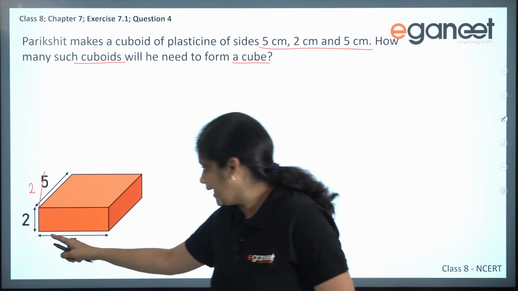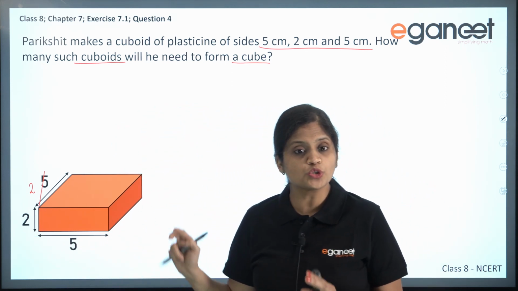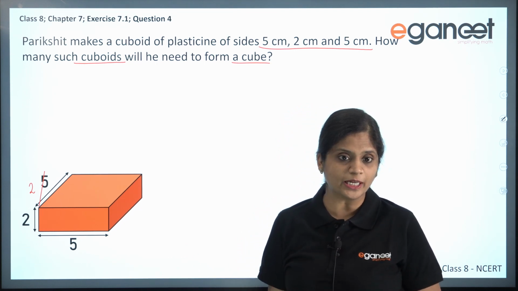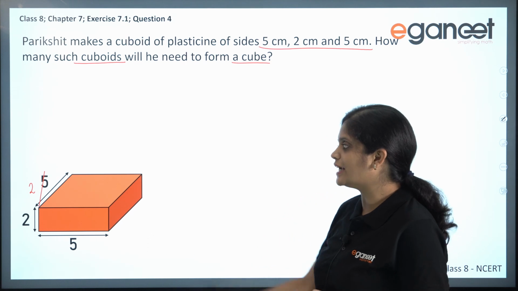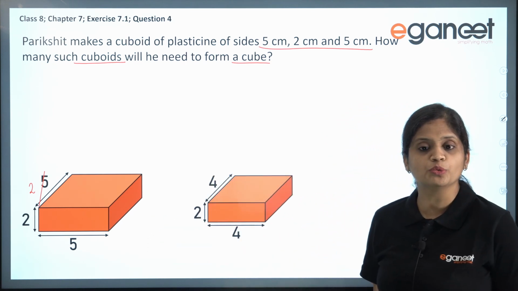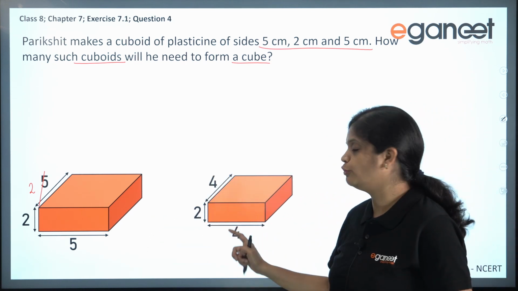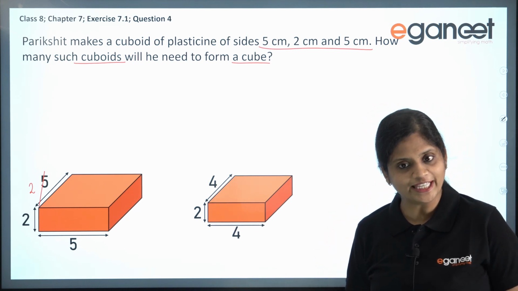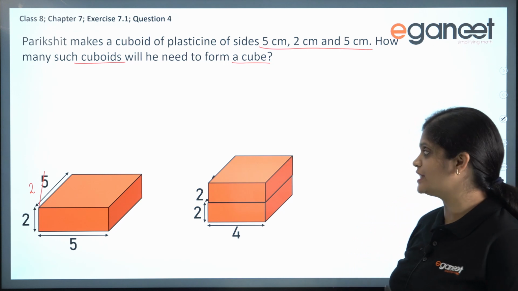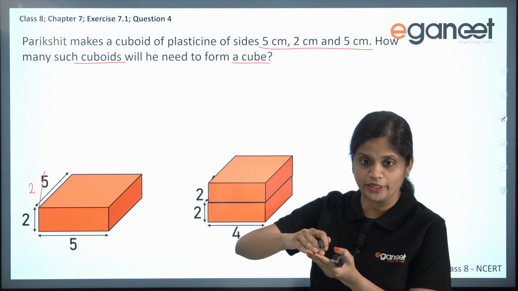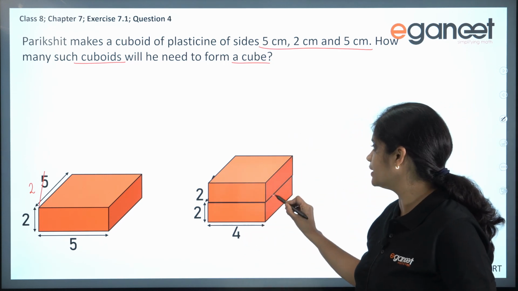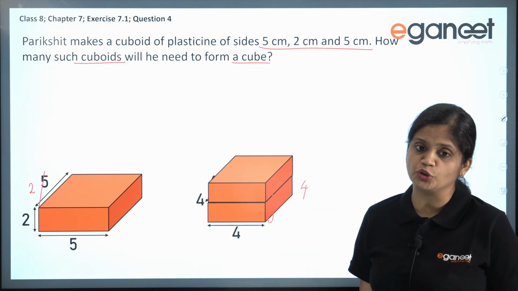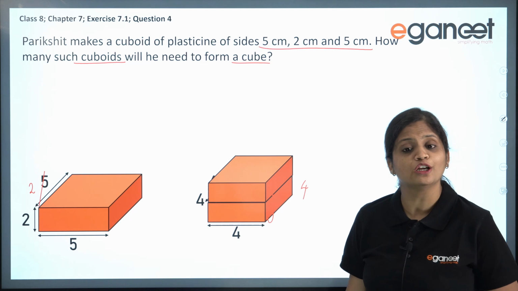Then the height will increase to 4, that is 2 plus 2 will give me a 4. However, the length is still 5. So, I need to make this 2 as 5. And how can that be done? Suppose that instead of 2, 5, 5, my cuboid has the measure of 2, 4 and 4. Then what could have been done? Very simply, you could have just placed one more cuboid over it and increased the height to 4. So, the dimension of my cuboid would have become 4, 4 and 4.